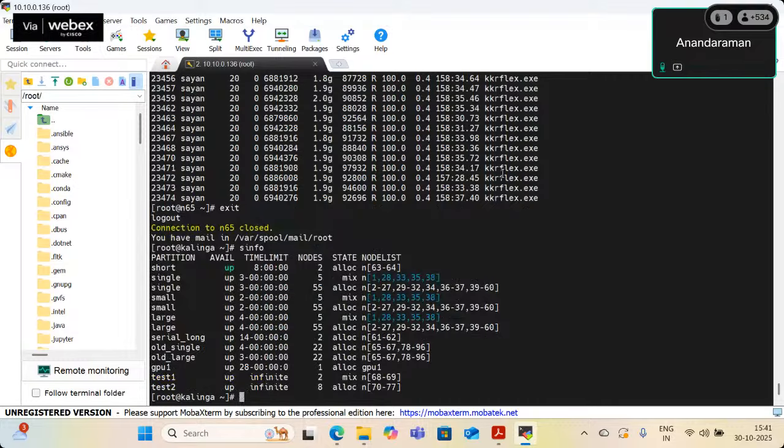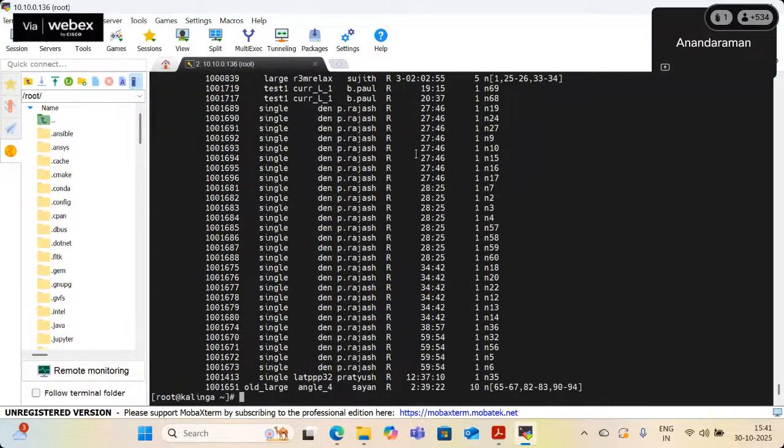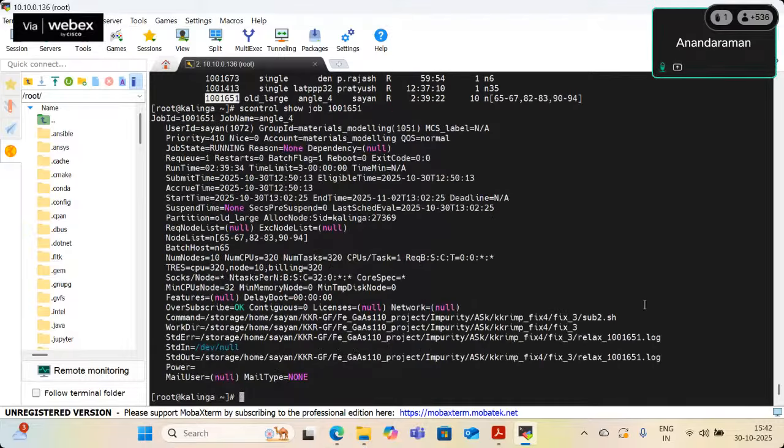This is the master node, and these are the scheduler commands. Now I will show you how they submit the job. There is a job script. Using scontrol show job, I'm finding out what job script he used. This is the script file he used for submitting the job to the cluster. I'm showing it so that you can understand.